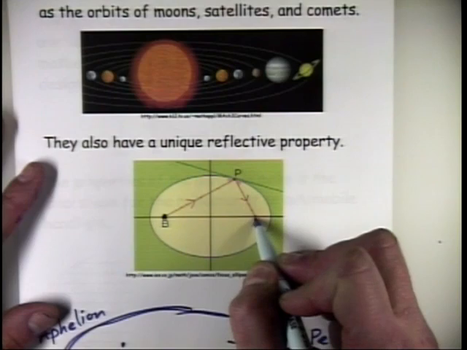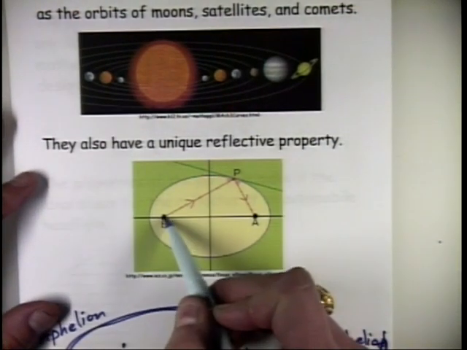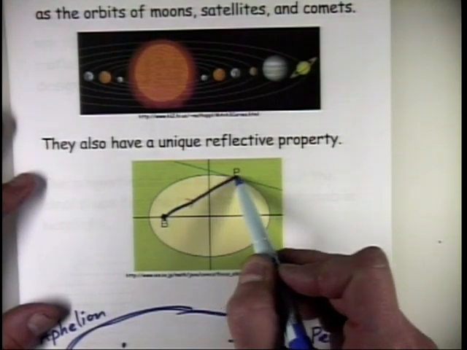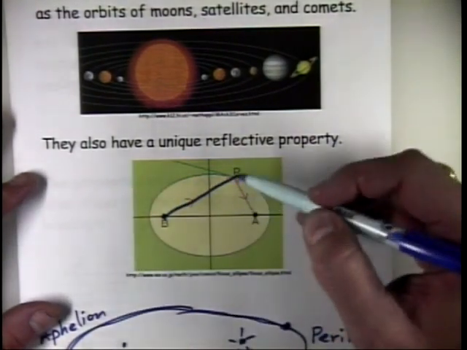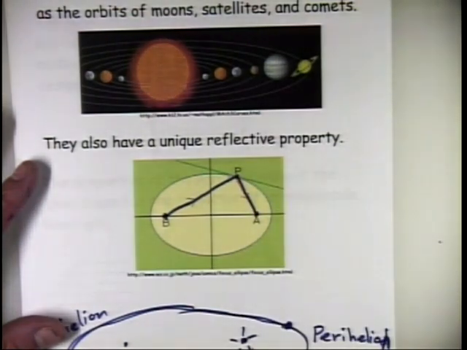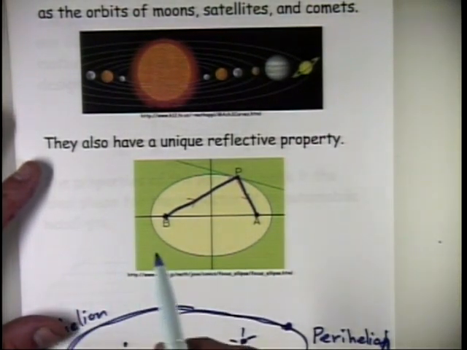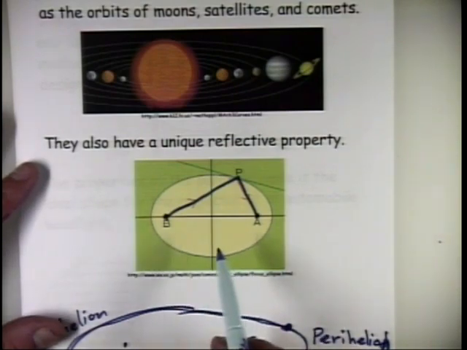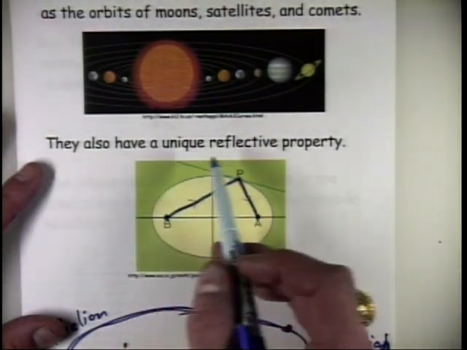If I look at these two foci, anything that's emitted from one focus will travel and bounce, reflect off the perimeter of the ellipse, and it will always travel right back to the other focus. This property is evident if you've ever been to the U.S. State Capitol. They have a room called the Whispering Room, and it's an ellipsoidal room.